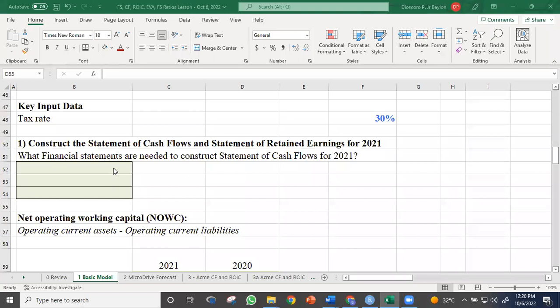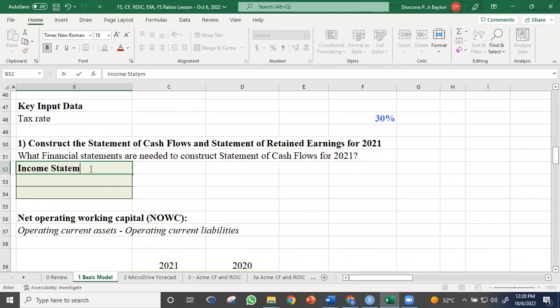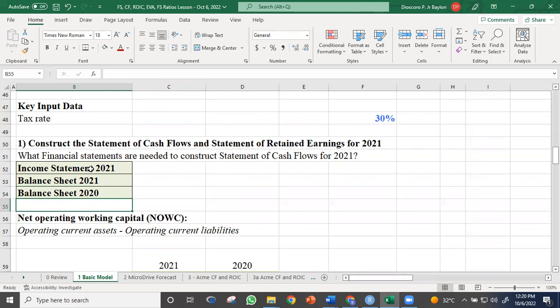All right, so okay, let's answer this first. What financial statements do we need for us to be able to construct the statement of cash flows for the current year 2021? So what we need is the income statement, current 2021. We also need the balance sheet 2021, and we need the balance sheet 2020. So there are three financial statements that you need in order to generate the statement of cash flows for a particular year. You need the current year income statement, the current year balance sheet, and the previous year balance sheet.